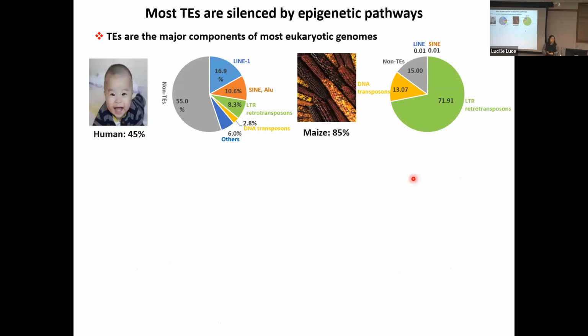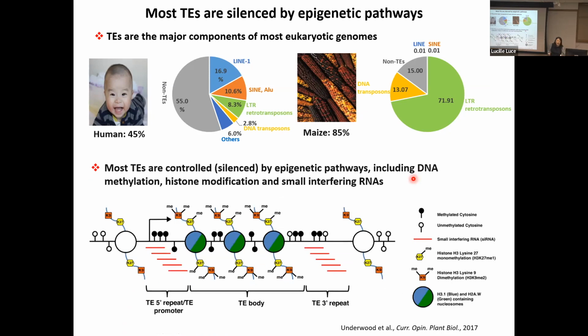And as you know, transposons are the major components of many eukaryotic species, like the human genome. Nearly half of your DNA are transposable elements. And in the maize genome, over 85% of the DNA are transposable elements. So although transposons are the most abundant component in many eukaryotic species, most of the transposons are silenced.